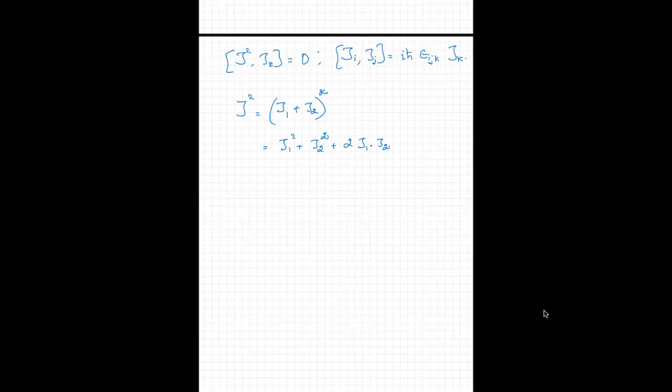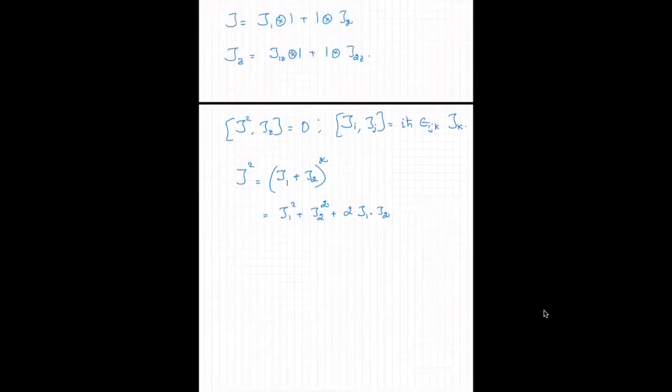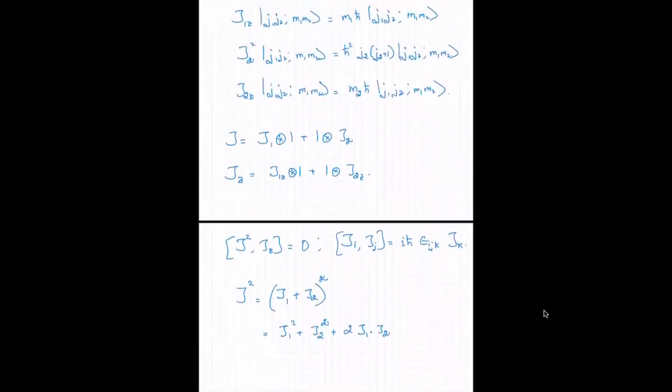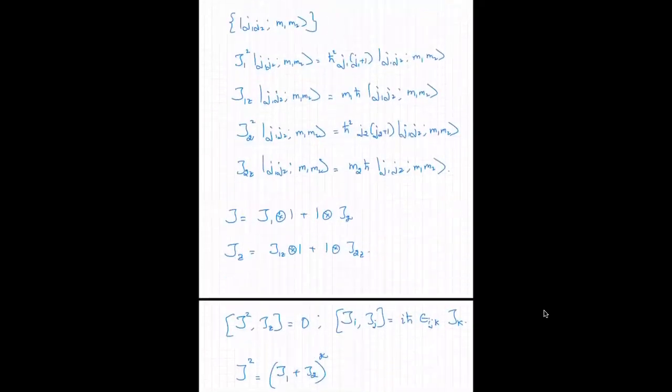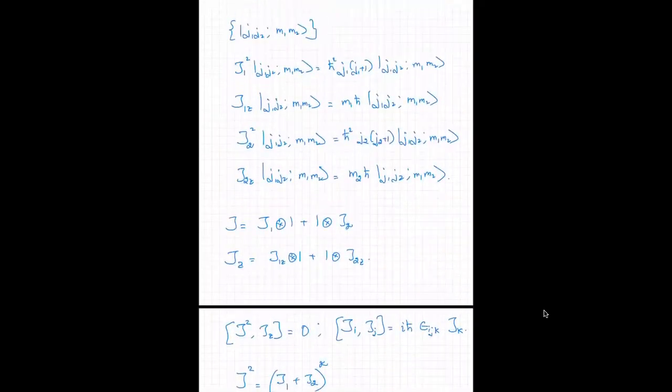Can anyone think about this? Okay, so I will leave it as a tutorial problem. Let me ask a different question then. You can establish that J square commutes with J1 square, and you can also establish that J square commutes with J2 square. But what are these eigenkets that we're talking about? These are the simultaneous eigenkets of J1 square, J2 square, J1z and J2z. Does J square commute with J1z? Does J square commute with J2z?